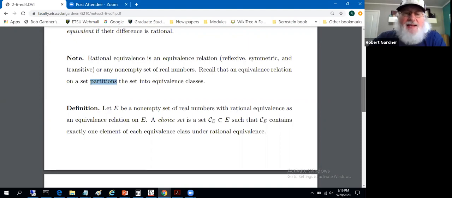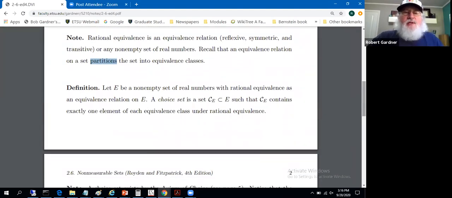Okay, we're toying around with the axiom of choice now. We're approaching it slightly differently from the third edition of the book, but when all the dust settles, we'll be in the same place. Let E be a non-empty set of real numbers with rational equivalence as an equivalence relation on E. A choice set, so we're defining a choice set, that word choice coming from the axiom of choice, is a set C sub E, a subset of the set E on which the equivalence relation was defined, such that C sub E contains exactly one element of each equivalence class under rational equivalence.